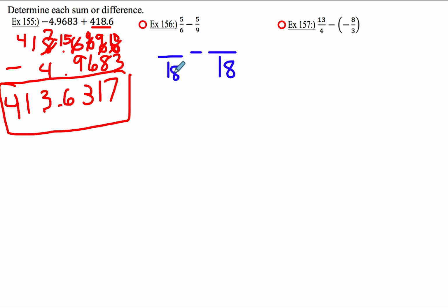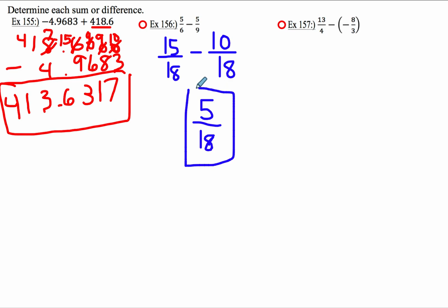Okay, 6 times 3 is 18, so 5 times 3 is 15. 9 times 2 is 18, 5 times 2 is 10. Now, 15 and negative 10, positives win. We can just do 15 minus 10, that's 5. And we have the common denominator of 18. And remember, the common denominator is common to both of the terms being added and the answer.